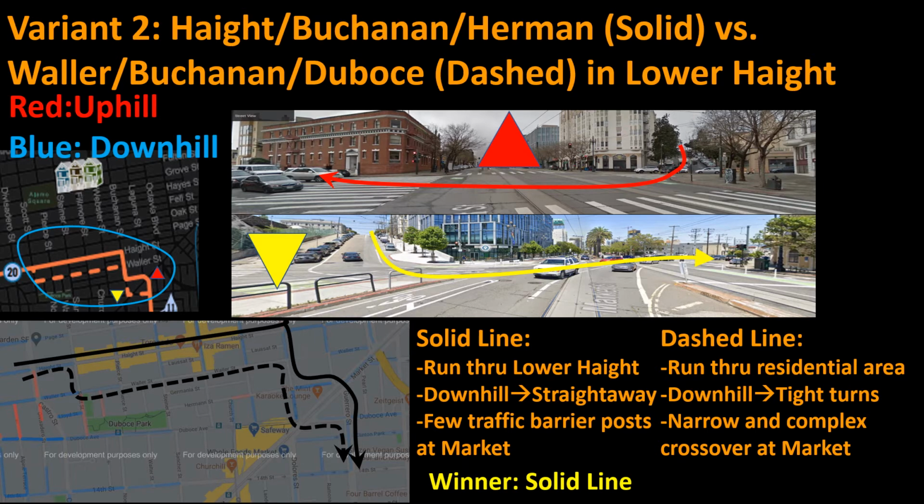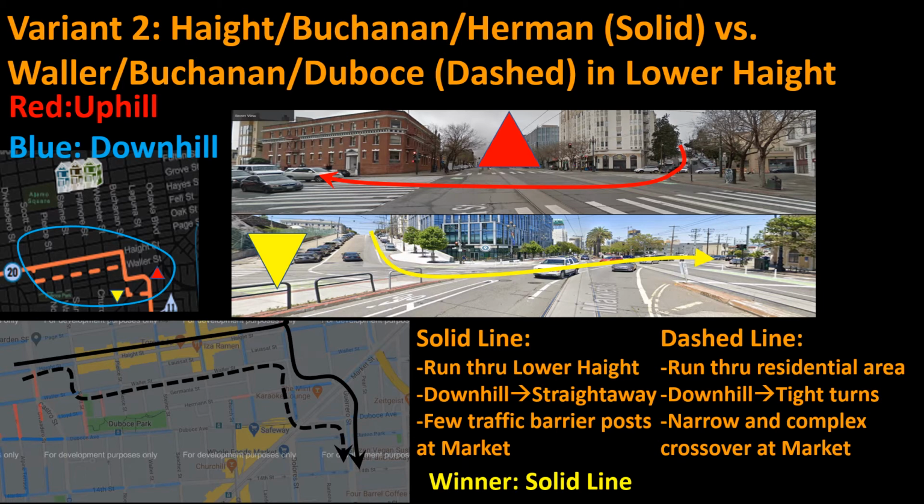So the short line, you go downhill and then you get to run through the exciting part of the Heights district. The dash line, you run downhill for two blocks and then you have to make a right turn and then left turn before you head to a straightaway on Waller. So you lose all the momentum you have with those downhill. And also you're just running through some residential areas. So that's not as exciting as running through the Heights, lower Heights area.